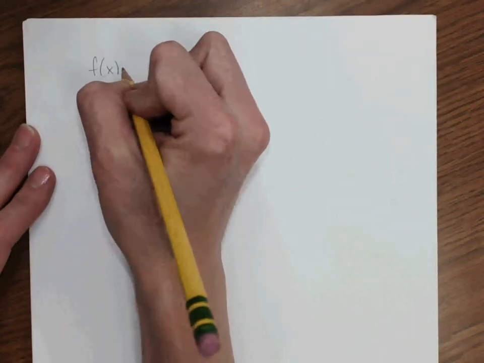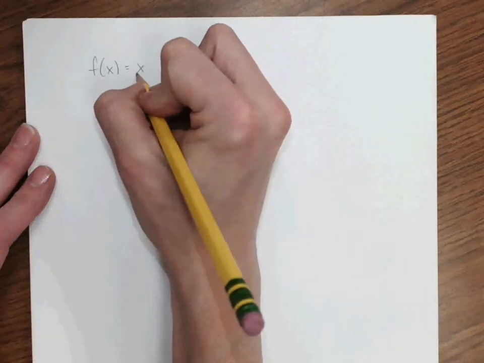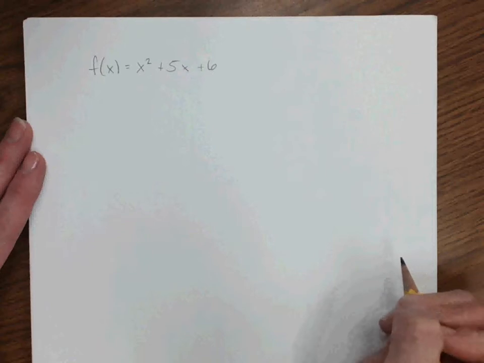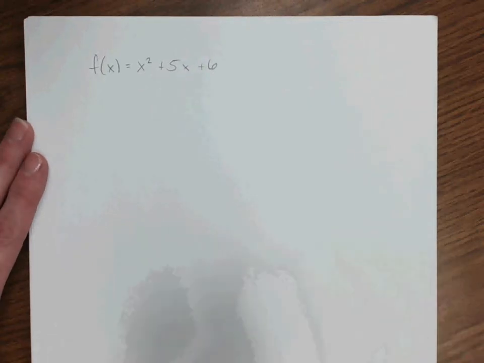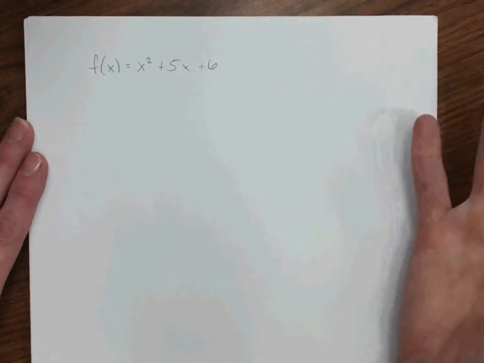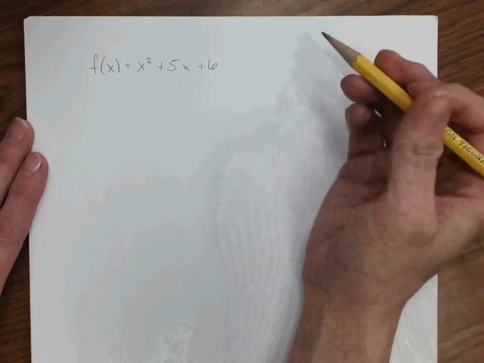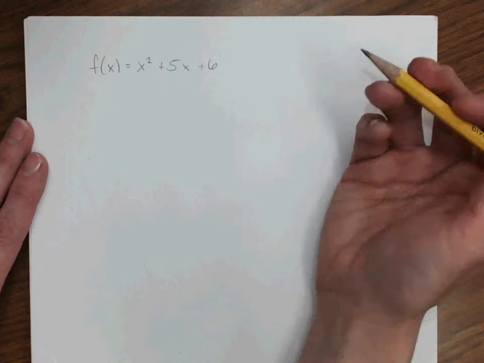So the example that we'll look at is f of x is equal to x squared plus 5x plus 6. I want to look at this example in particular because the examples that you're going to see are not always going to work out nice. You're going to have exercises where they're going to give you not nice numbers to work with, and we need to be able to deal with it.